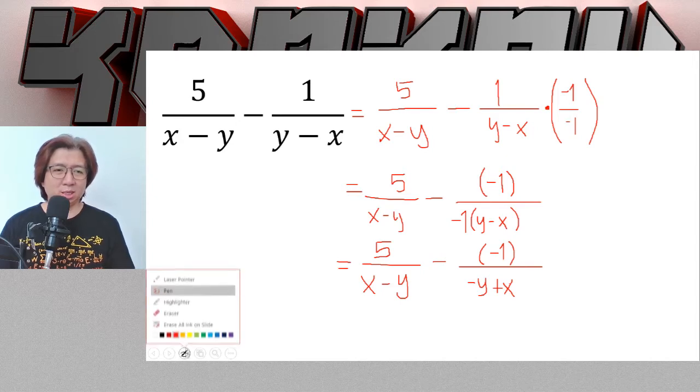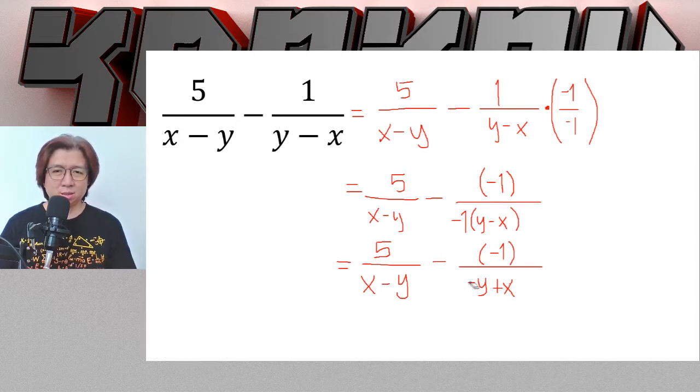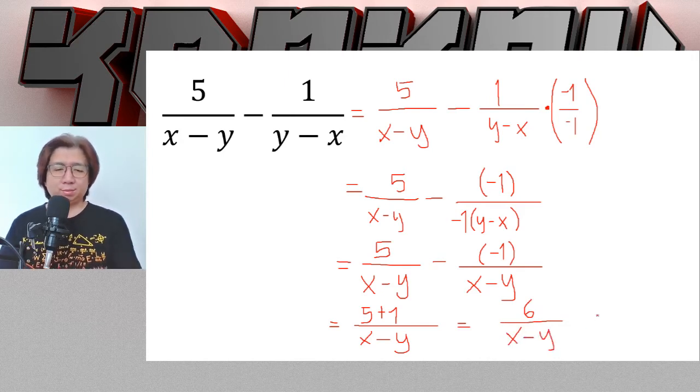Alright, so I am going to erase this one because I don't have enough space, but at least I explained it well. x minus y. Okay? So now we can do the subtraction. We have x minus y in the denominator. We have 5, and negative times negative is positive, so plus 1. So our final answer is 6 over x minus y. Okay. Next one.